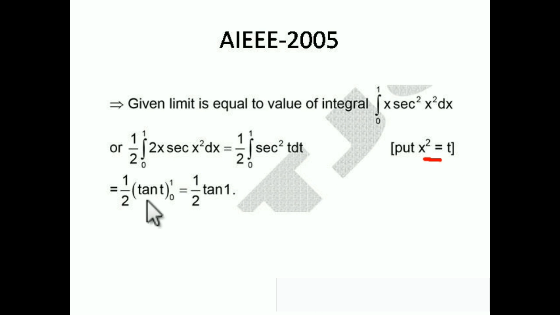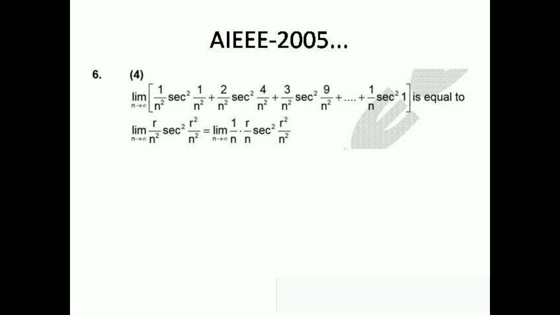Here we have 1 by 2. Integration of sec square t is tan t from 0 to 1. Now if I put upper limit minus lower limit, upper limit that is tan 1 minus tan 0, that is 0. So we have finally 1 by 2 tan 1. Understood? Very good sum.